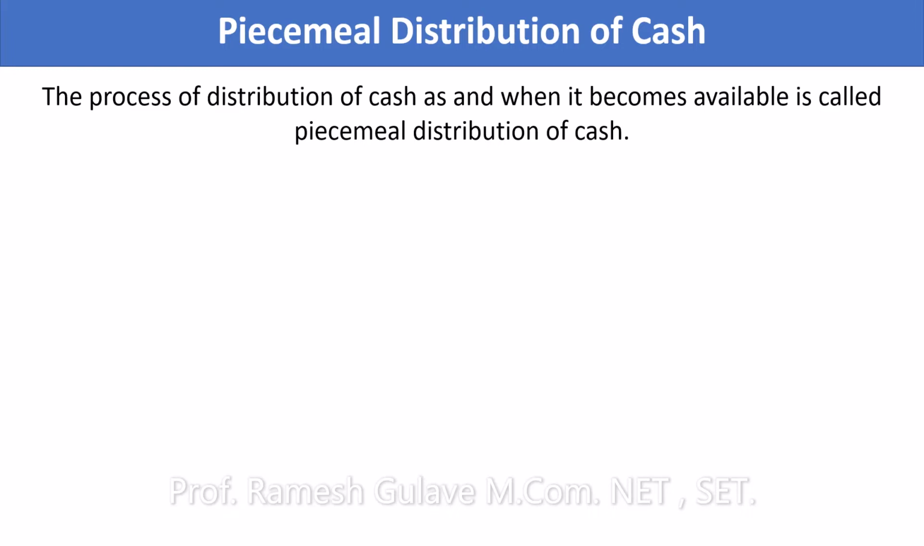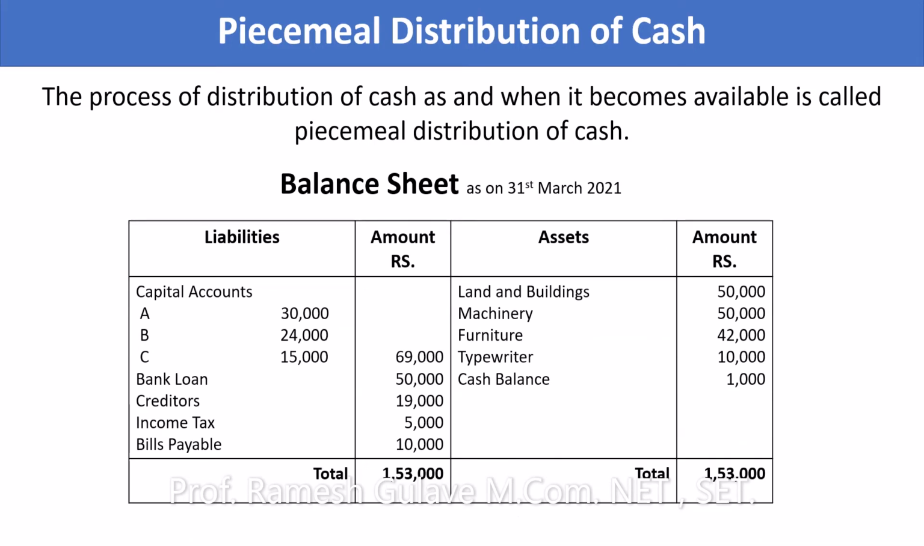From the above definition, it is clear that it is a process of distribution of cash when it becomes available. And this process of distribution of cash is related to the dissolution of a partnership firm. To understand the concept of dissolution, and how the assets are realized and how the payment is made in parts or pieces, let us discuss the following balance sheet.